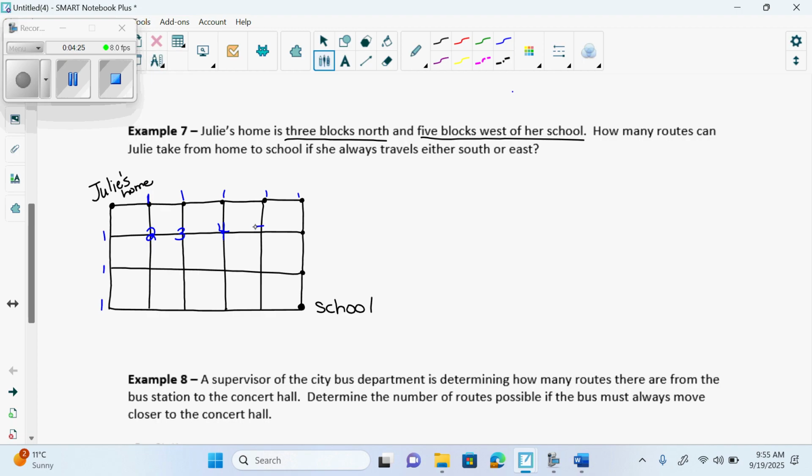4 and 1, that's 5 total paths. 5 and 1, that's 6. Then here I have 1 and 2, so that's 3. 3 and 3, that's 6. 6 and 4, it's 10. 10 and 5 is 15. 15 and 6 is a total of 21.